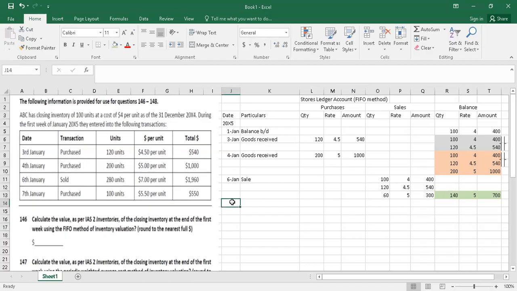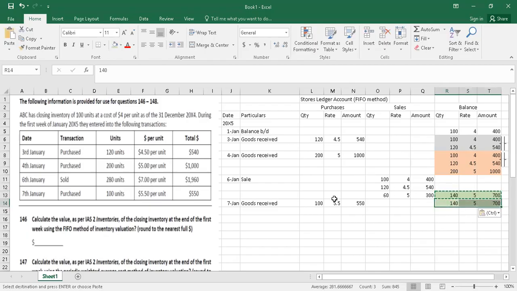After that, they have purchased goods again on January 7th. This is goods received or purchases. Either way, you can write goods received: 100 units at 5.50. The balance is already 140 units. Next, we see another set of units that are received.